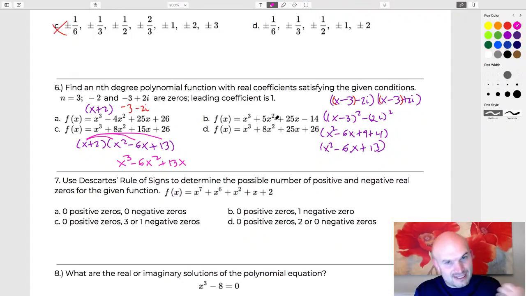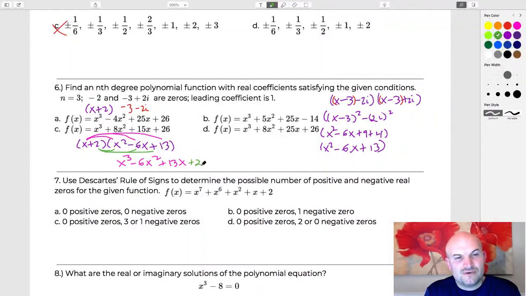And again, I looked at the answer before. There's really not much I can do until I multiply everything back out, or at least I haven't seen any kind of shortcuts. Now let's multiply the 2 times the x, 2 times -6x, and 2 times the 13. So 2 times x squared is going to be a +2x squared. 2 times -6 is a -12x. And then 2 times 13 is going to be a +26. Okay, so I see a +26 at the end, so that one doesn't work.